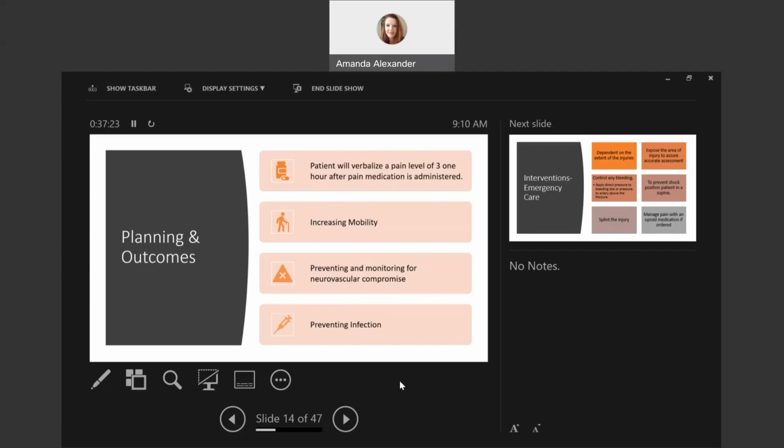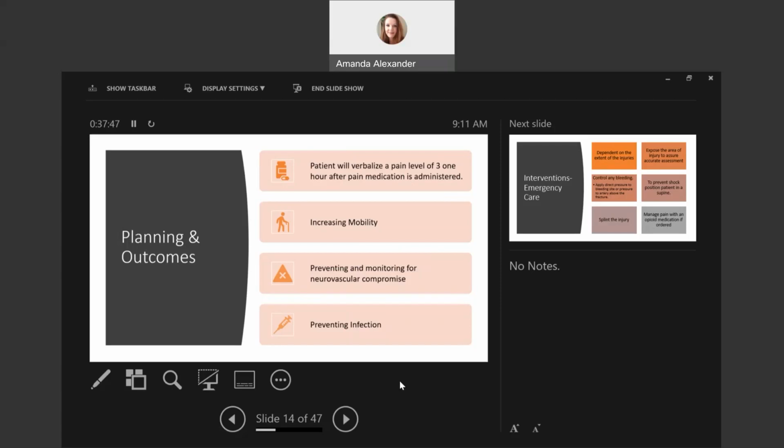Some other things that we want to do is increase mobility. So how are we going to do that? Well, one way is by teaching them how to use their mobility devices. Encourage them to use the call light, making sure that they have proper shoes on. Those are things that are going to be really important with increasing patients' mobility.